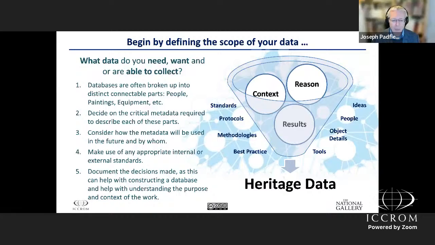Always try and make use of any appropriate internal or external standards that already exist. So there are standards to describe what a person is and what a painting is. There are lots of these in existence, so you don't need to start from scratch. Do make use of existing things and always document your decisions. Those difficult conversations between users, constructors and developers often come down to a lack of understanding, as Hiro was mentioning. So ensuring that you know what decisions you've made and why you've made them is often critical to achieving that understanding when you actually start to try and build things.